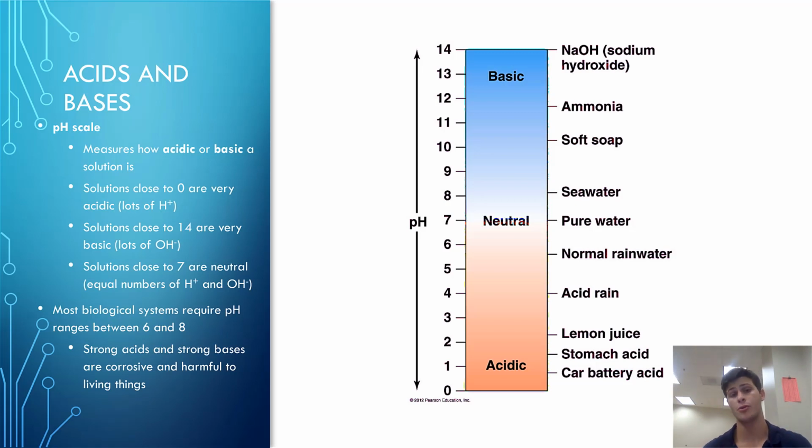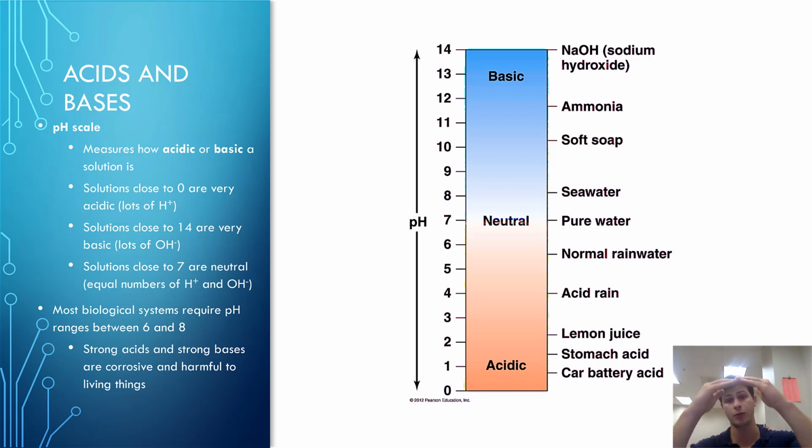And in order to measure how acidic or how basic something is, we use something called the pH scale. The pH scale is basically a range between 0 and 14 that measures how acidic or how basic a solution is. Now, the pH of water, something that is completely neutral, is 7. And the farther down you go, meaning the lower that number is on the pH scale, the more acidic the solution is, or the more H plus ions it has.